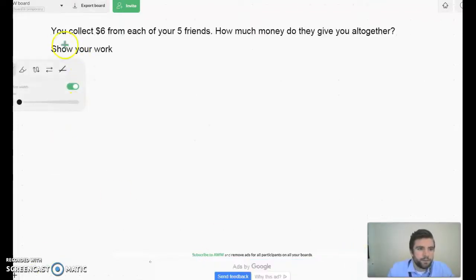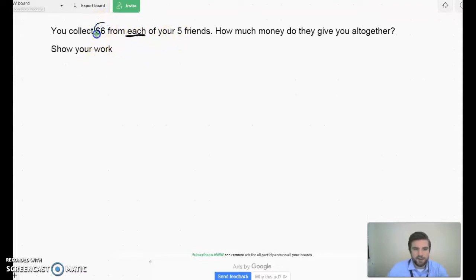Now let's read it. So you collect $6 from each of your 5 friends. How much money do they give you all together? So remember, you're collecting the money, $6 each, from 5 friends. How much money do they give you all together? So remember, when we're going from smaller numbers and putting them together to make bigger numbers, it's got to be either addition or multiplication. And with this question, we know it's probably multiplication because it says from each. Usually that means we want to use multiplication here.